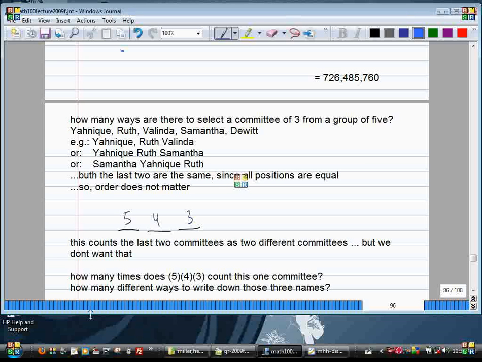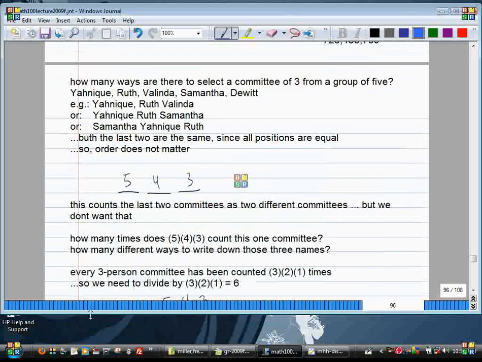So what do we have to do with this answer? We have to not subtract. Divide, because every single committee has been written down 6 times. So in effect, what we've got is 6x, and we just want x. So we've got to divide by 3 times 2 times 1, or divide by 6.